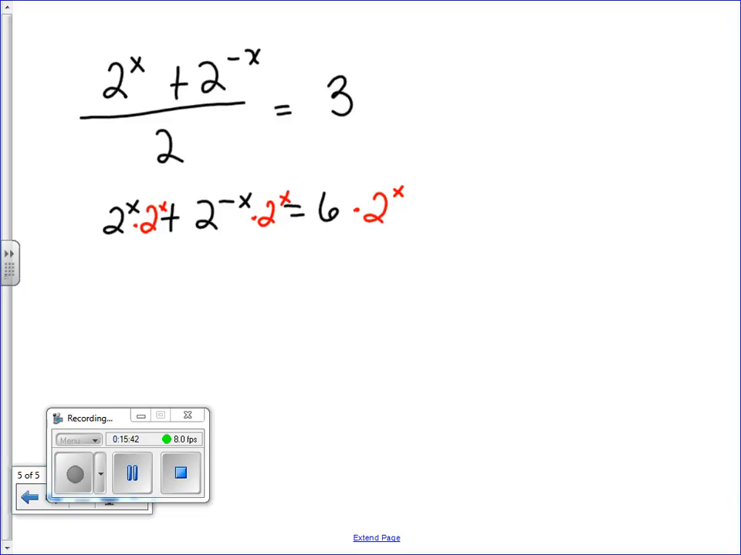So this one becomes like 4, right? But I don't want to write 4 because I really want to try and keep everything in a base of 2. What's another way of writing 4? 2 squared. Okay, so I'm going to write 2 to the 2x. That's what I'm going to write.